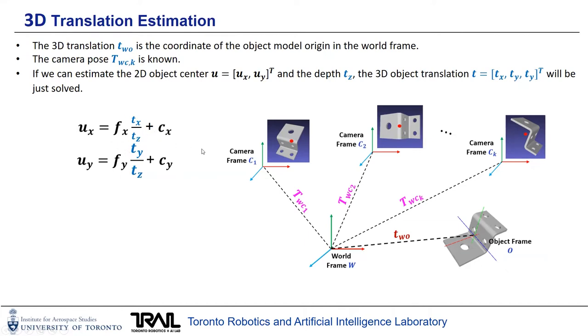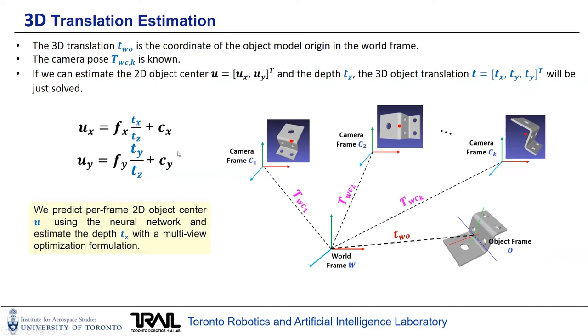So from this equation, we can see that given the RGB images from an arbitrary camera viewpoint, the 3D object translation can be recovered by the following projection. Which means that if we are able to estimate the 2D projection of the model origin in the image domain, and also estimate its depth, from the object model center to the camera center, we are able to fully recover this 3D translation, right?